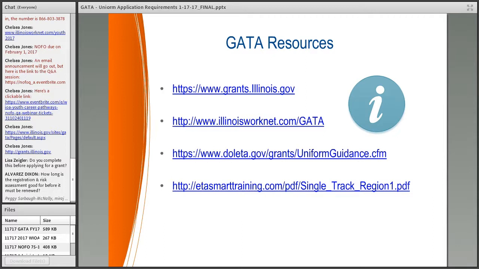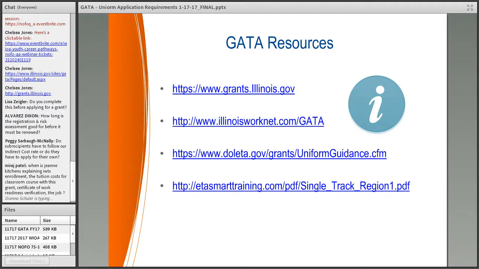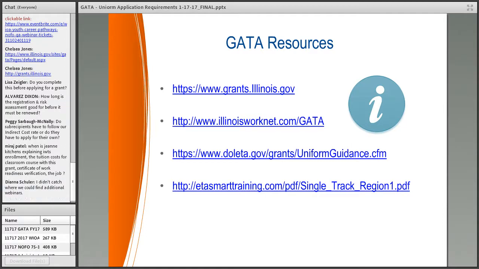uniform guidance on the U.S. Department of Labor website. And the U.S. Department of Labor, when the uniform guidance requirements were implemented a couple of years ago, they did extensive training on the uniform guidance, and their training modules are available on the last website listed on this slide, etasmarttraining.com. And if you have any questions, I'd recommend you refer to that, and that covers a broad array of topics from cost principles to indirect cost rates to cost allocation to procurement and property standards.